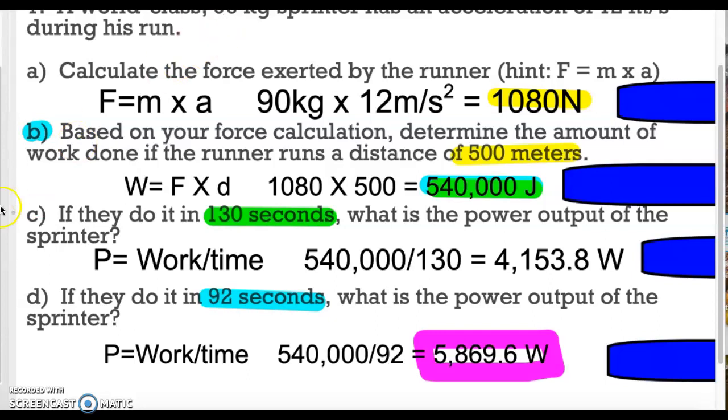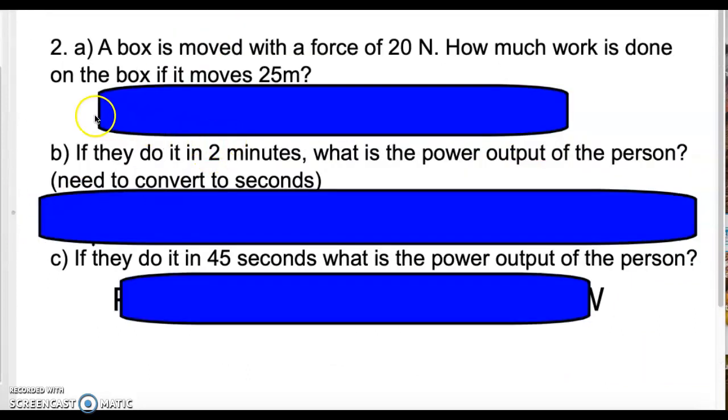All right, so let's go on to question 2. What I want you to try to do is pause the video and see if you can answer A and B and C before I review it. All right, so number 2 says, a box is moved with a force of 20 newtons. How much work is done on a box if it moves 25 meters?